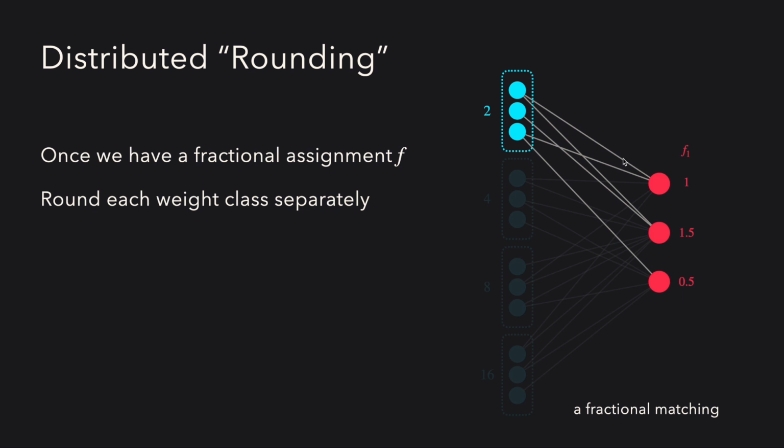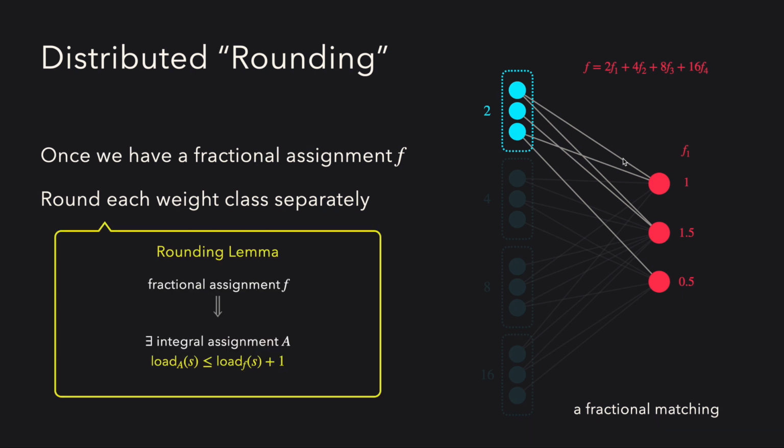If we could compute an integral assignment with these server loads, and we could do so for every weight class, then we would be done. Because then after doing this for all weight classes, the combined server loads would just be equal to the fractional loads given by f. Of course, we can't hope to hit these numbers exactly. But the rounding lemma tells us that there's an assignment whose loads aren't far from these. In particular, there's an assignment that just increases the load of each server by at most 1.